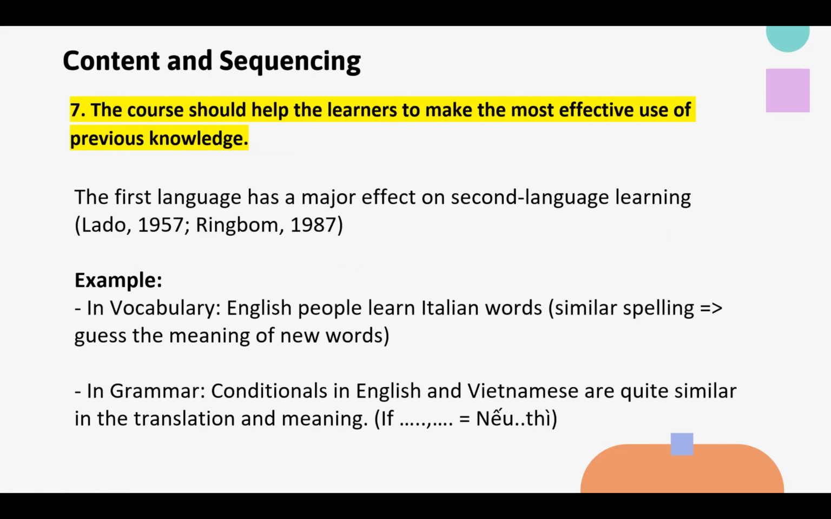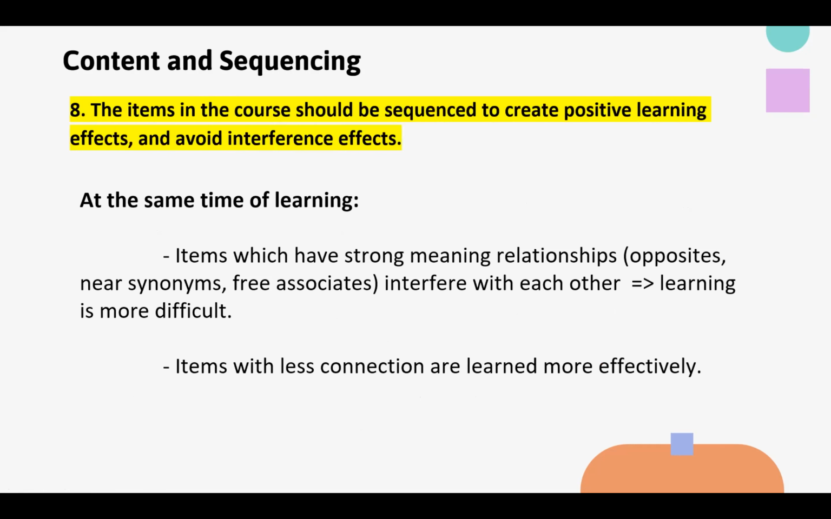Principle number 7: the course should help learners make the most effective use of previous knowledge. According to Lado and Ringbom, the first language has a major effect on second language learning. For example, in vocabulary, English people can learn Italian words based on similar spelling. Or in grammar, we can learn conditionals in English and Vietnamese, and there will be some similarities between them. For example, the structure if will be similar to nếu thì in Vietnamese.